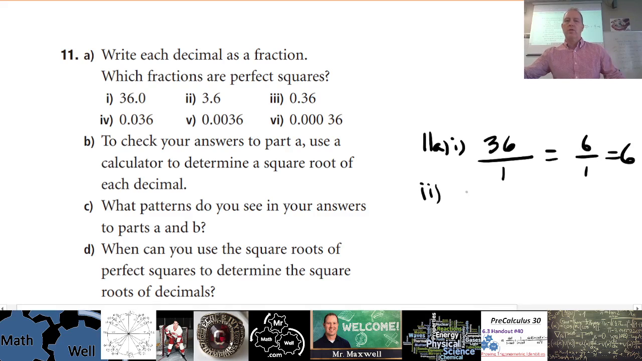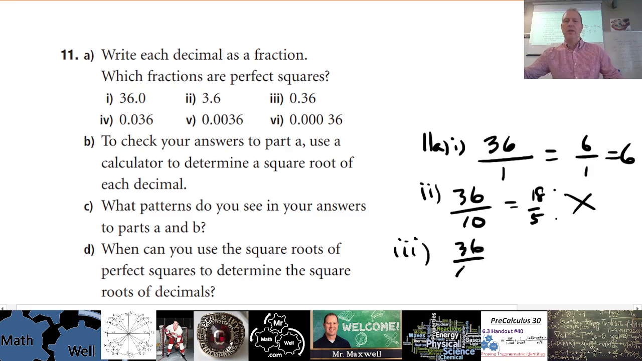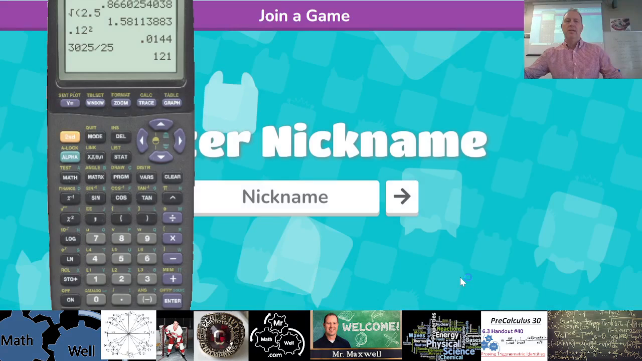Number 2, 3.6. Well, that's 36 over 10. Let's reduce that. 18 over 5. Are those perfect squares in the reduced form? Nope. So it doesn't look like 3.6 is. And you keep doing that same thing. So this is 36 over 100. Are those perfect squares? Yes.